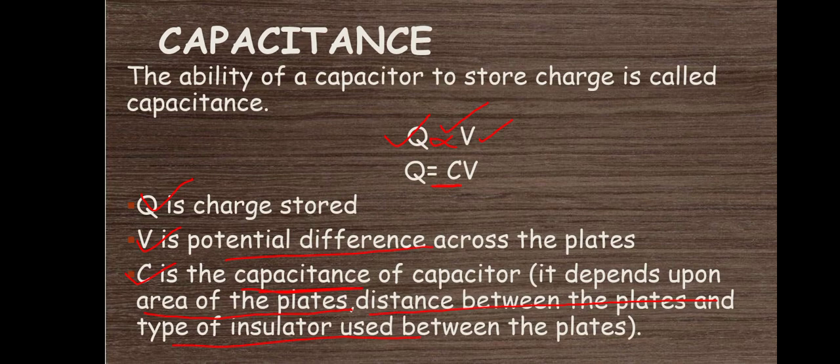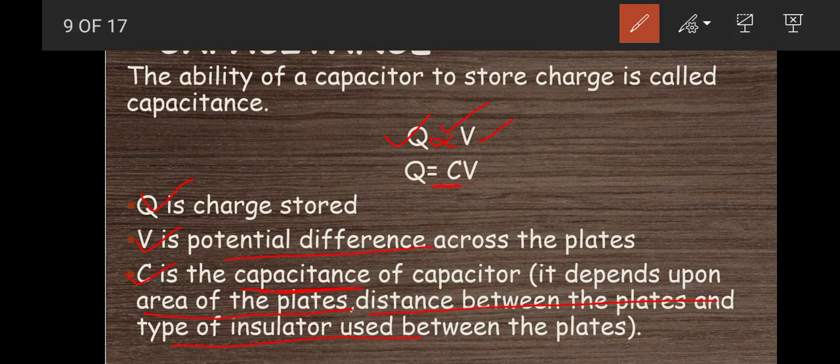So what is a farad? As I have told you, from here you can see that the capacitance can be rearranged as C equals Q divided by V. So the unit of capacitance is actually farads, which is equal to coulomb divided by volt. Coulomb is the unit of charge and volt is the unit of V or potential difference, which is actually equal to farads.